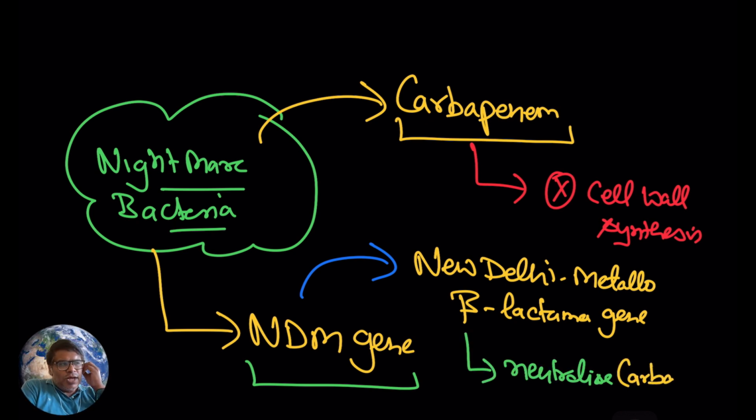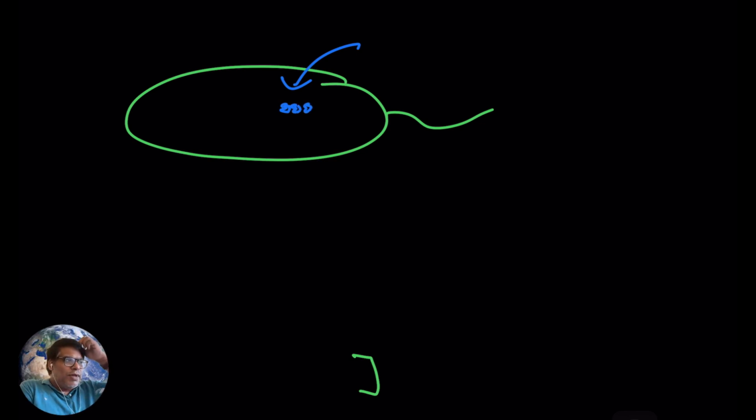Okay, so hopefully you are getting the situation. Try to see here. If you put the bacteria in the presence of the drug carbapenems, it will inhibit the synthesis of the cell wall. Now these nightmare bacteria carry the NDM gene. This gene is going to code for one enzyme. This enzyme will neutralize the drug, and there will be no effect of the drug on the bacteria. Bacteria will survive and pass the infection to the lungs, the urinary tract, and other organs. So this is about carbapenems.